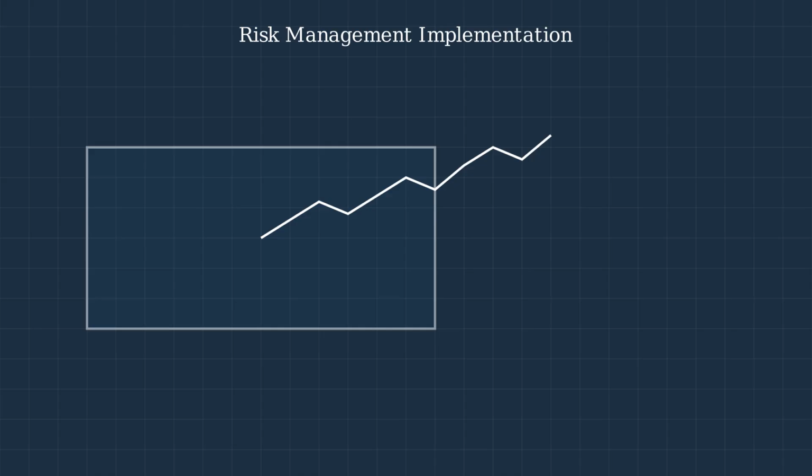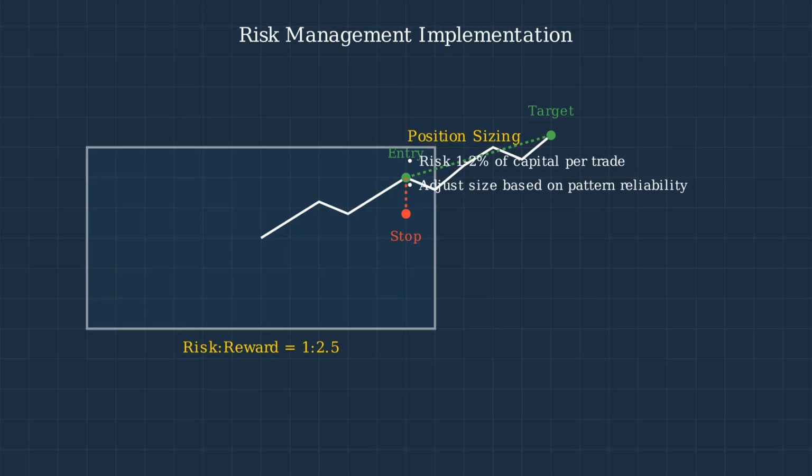Effective risk management is essential for long-term trading success. Always determine your entry point, profit target, and stop-loss level before entering any trade. Calculate your risk-reward ratio by measuring the distance to your stop-loss versus your profit target. Position sizing is critical. Most professional traders risk only 1 to 2% of their capital on any single trade.